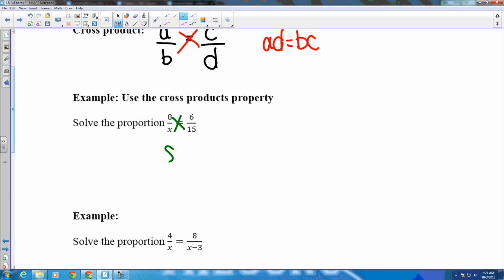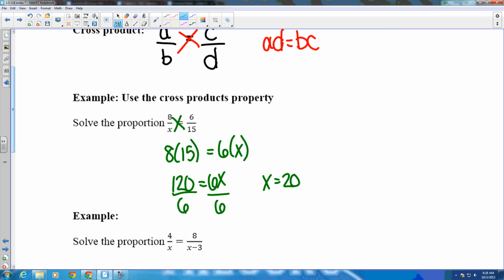Multiply here. 8 times 15 equals 6 times x. 8 times 15 is 120. Divide both sides by 6. X is 20.